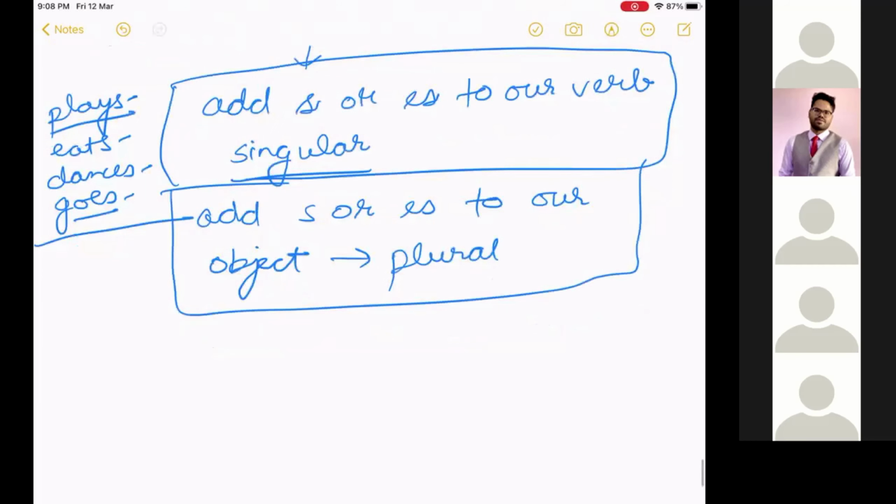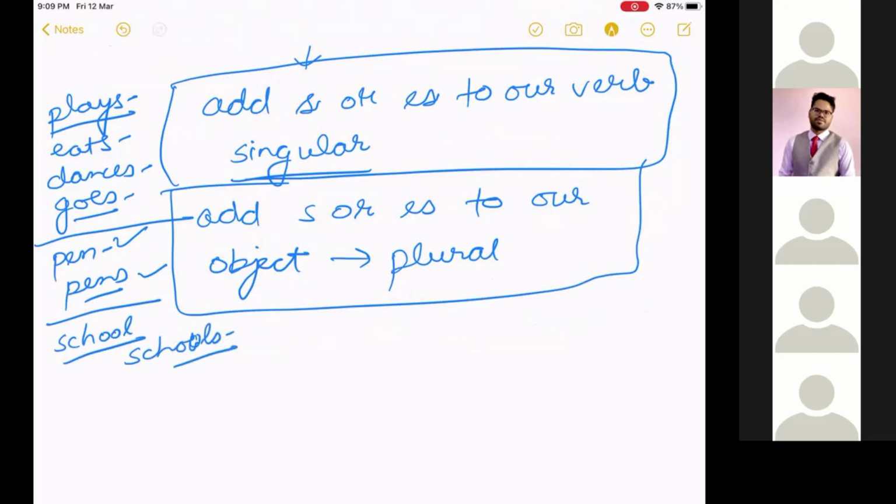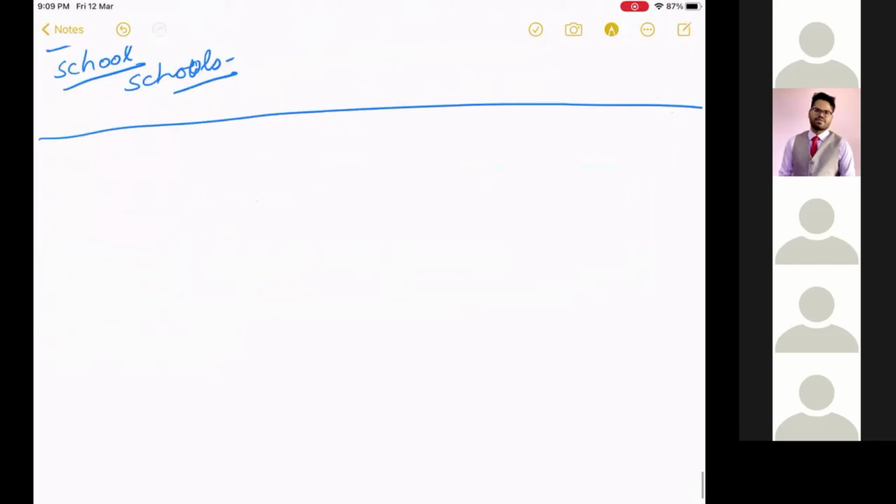What is an object? Pen. When we add s to this, pens. Pen is singular and pens is plural. School, singular; schools, plural. So when we add s or es to the verb, it becomes singular, and when we add s or es to our object, it becomes plural. This is the most important thing that you need to understand. Try answering a few questions.